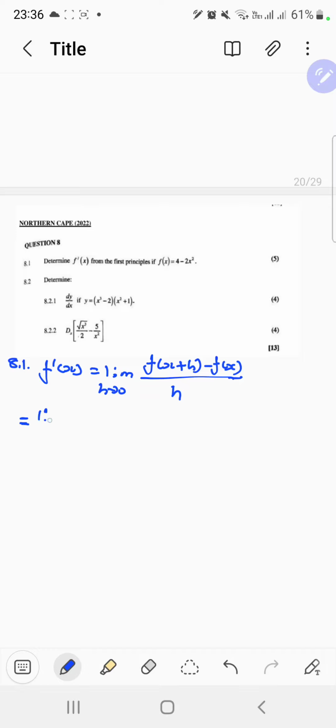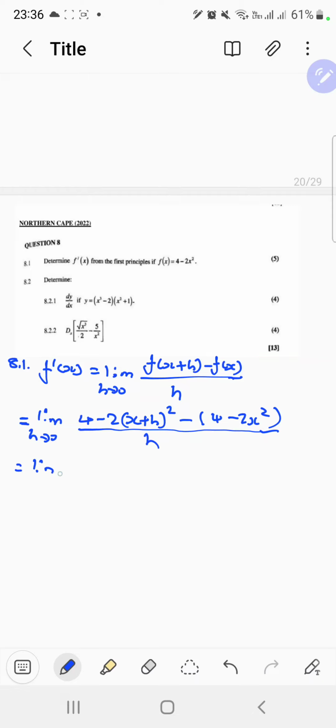So this is equal to the limit as h tends to 0. So let's start doing the thing. So we're going to substitute. So we're going to have 4 minus 2, where you see x, you put x plus h, and then it's going to be squared. And then, of course, minus f of x, the whole thing, which is 4 minus 2x squared, all over h. This is equal to the limit.